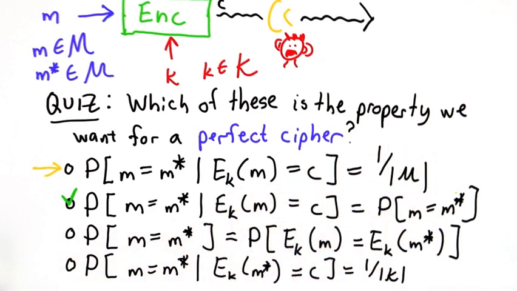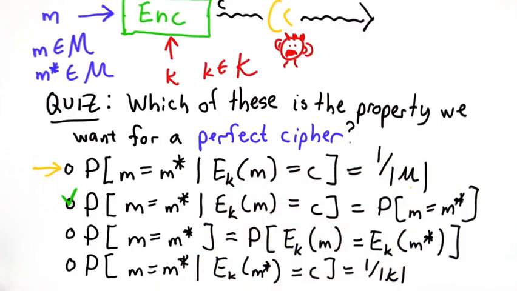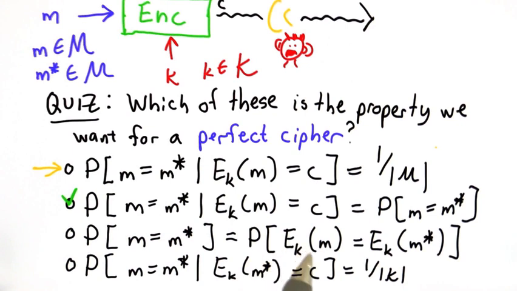The first answer would be correct if, a priori, the attacker knew nothing about the messages. All the attacker knows is each message is equally likely. In that case, the probability that the message is M star would be 1 over the number of possible messages, not depending on the ciphertext. The problem is the attacker might know something more. They might know that some messages are more likely than others. In most realistic scenarios, this is the case.